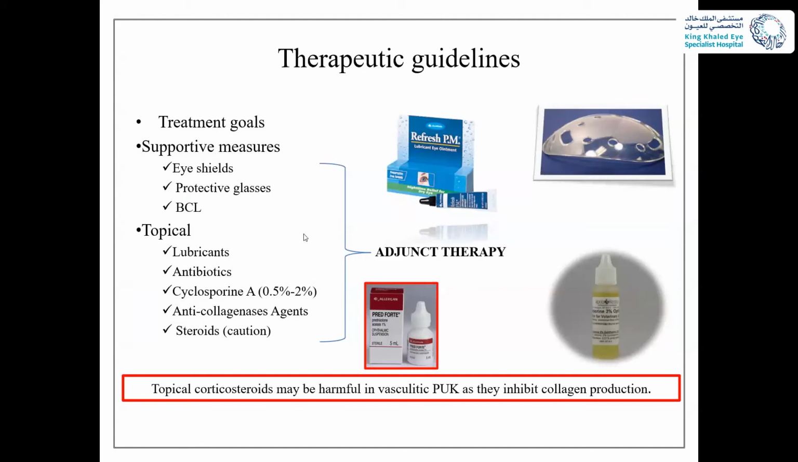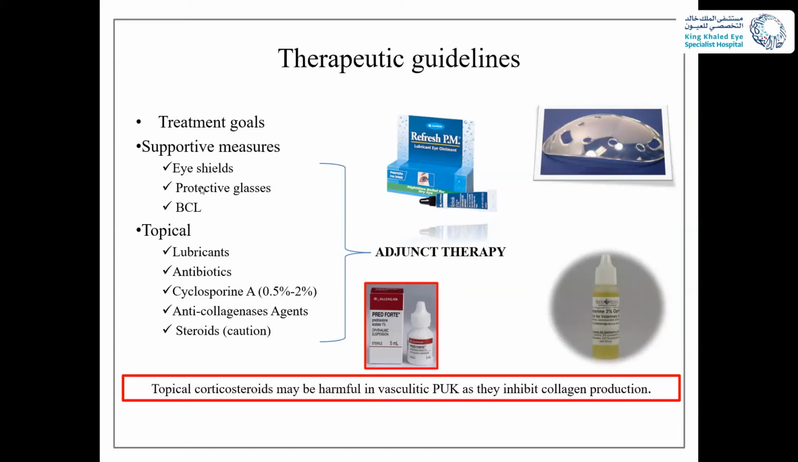Now, when we talk about therapeutic guidelines, we should know what we have in hand, what options we have in hand. The treatment goal has to be to arrest inflammation, to treat the underlying or associated infection, to protect the globe or to preserve the globe integrity, to restore vision, and to save the patient's life. These are the main 5 goals of implementing therapies in patients with PUK.